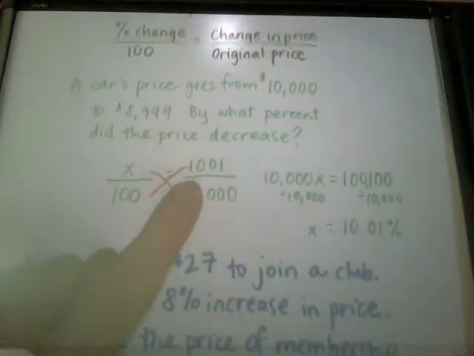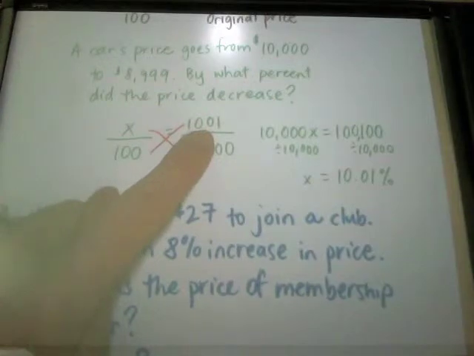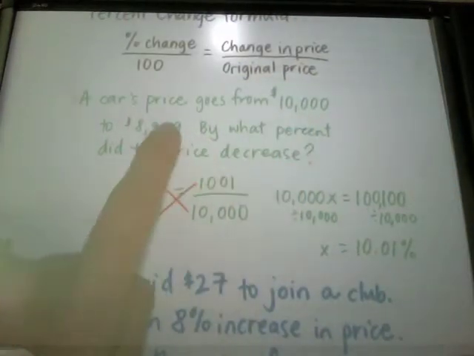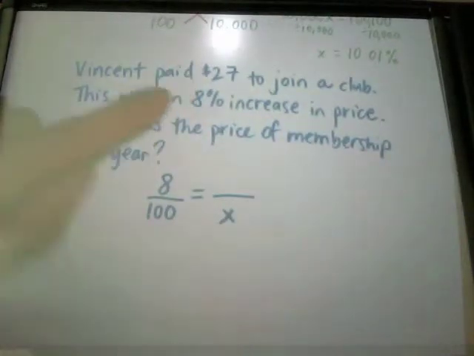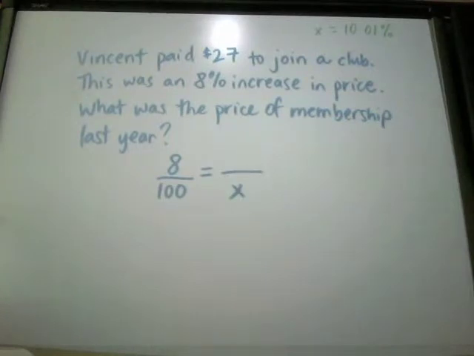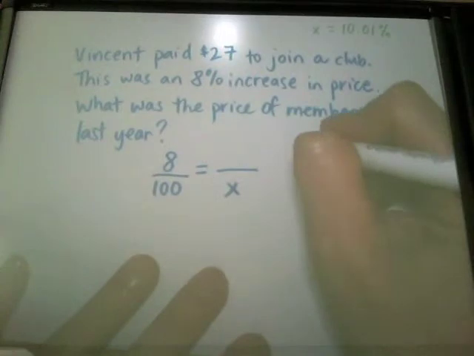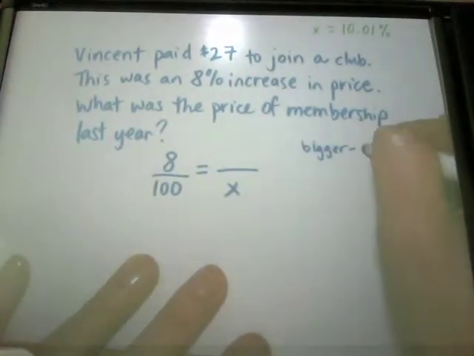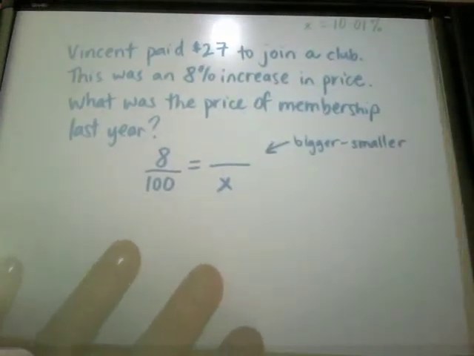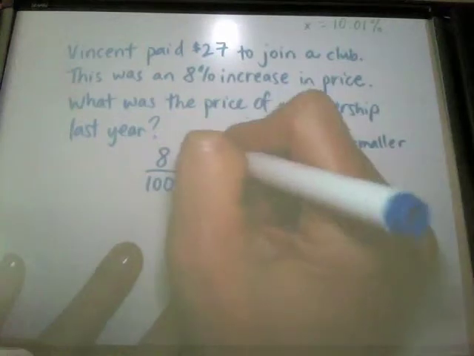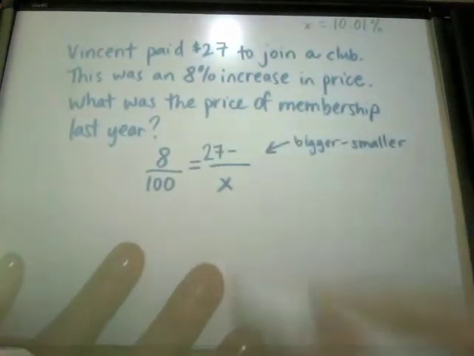What Luke did, let me go back to this real quick. What Luke did to get this change in price is he did bigger minus smaller. Right? That's how we find the difference. We do bigger minus smaller. When was the price bigger? This year or last year? This year. This year, this $27 is an 8% increase. You don't have to write this down unless you want to, but the change in price is always bigger minus smaller. This year is bigger minus the smaller.